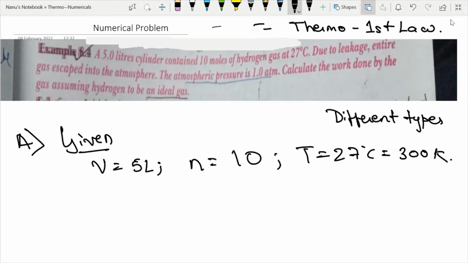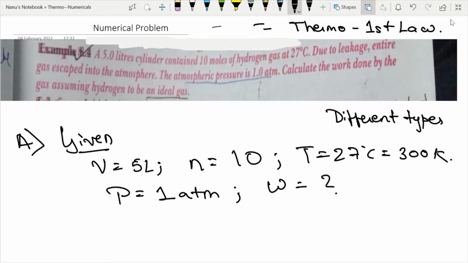Due to leakage, the entire gas escaped into the atmosphere. Atmospheric pressure is 1 atmosphere. So P is given as 1 atmosphere. Calculate the work done by the gas assuming hydrogen to be an ideal gas. So we can assume it's an ideal gas. What we need to find is work. W is equal to question mark. So I always say write the things that are given in the mathematical form. Half of the things are done, and now we need to write the relevant formulas corresponding to those constants that are given over here.